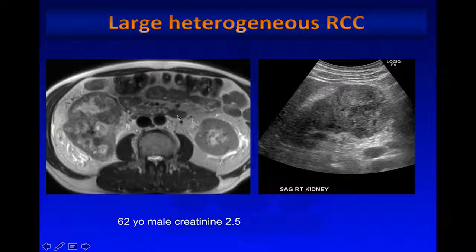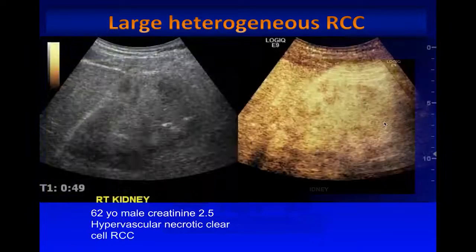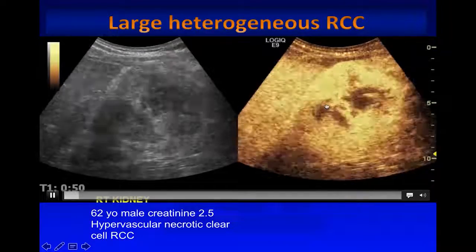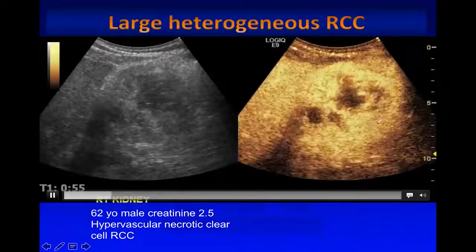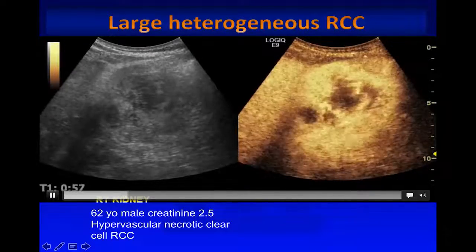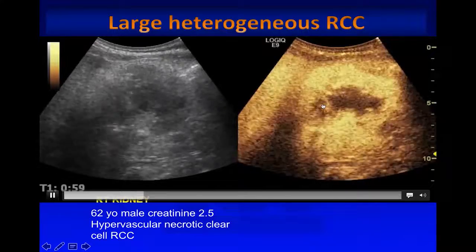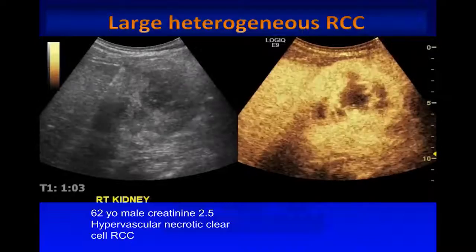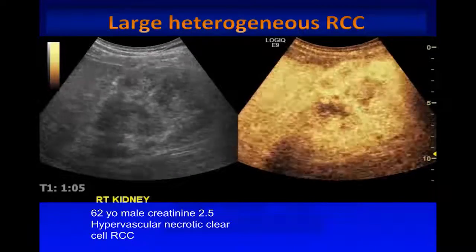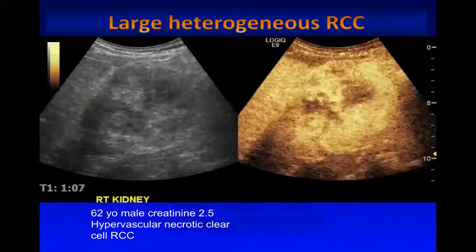So let's look at an example. This is again a patient who had a large, ugly-looking mass arising from the right kidney. Again, a patient with elevated creatinine. Here's the mass on grayscale ultrasound. And as soon as we contrast, you can see it's hypervascular compared to the rest of the renal parenchyma with a large area of necrosis. So the advantage here is also that if you're going to biopsy that, you should target the enhancing portion of the mass to get adequate tissue, and this was a clear cell carcinoma on pathology.